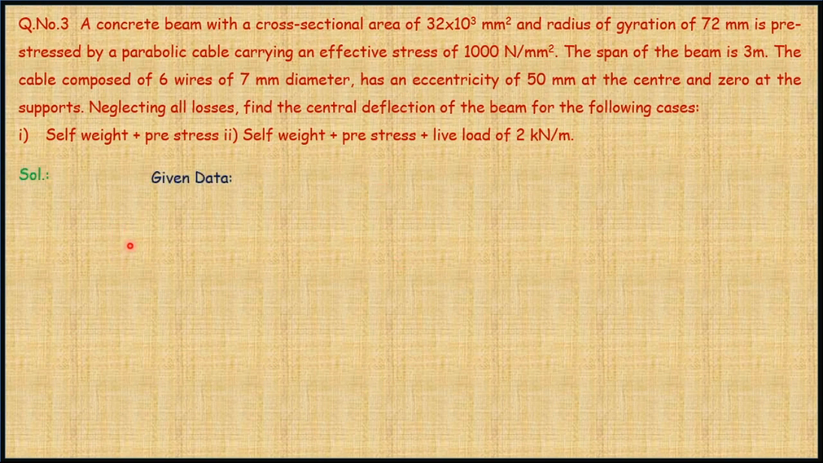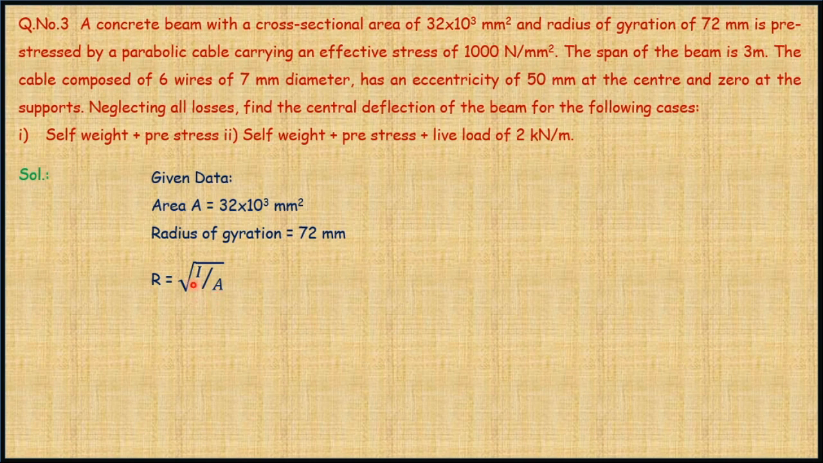So, solution part, given data. The area is given directly, the area of the section, that is 32 into 10 raised to 3 mm square. Radius of gyration is given, which is a new type of data compared to the previous two problems: radius of gyration 72 mm. We know that r is equal to the square root of I divided by A, where I is the moment of inertia and A is the area. So now we are able to determine the moment of inertia by using radius of gyration and area.